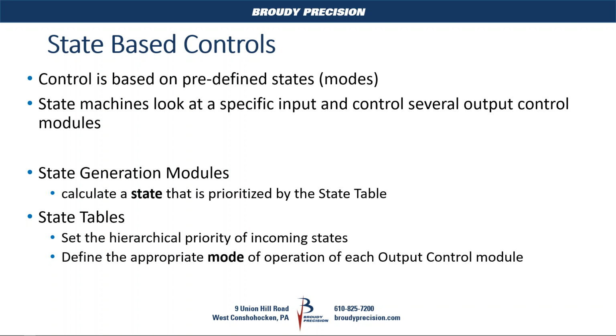The state generation modules calculate a state that's prioritized by the state table. And the state tables, you set the priority based on how they're listed. Topmost is the highest priority, and it goes down from there. And it defines the appropriate mode of operation that will then go to each output control module.